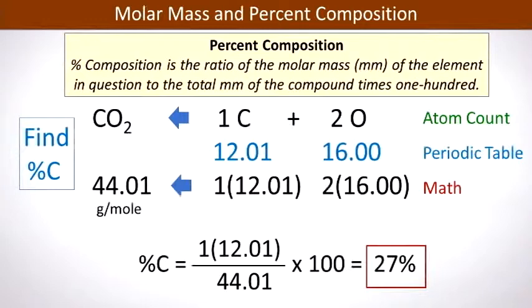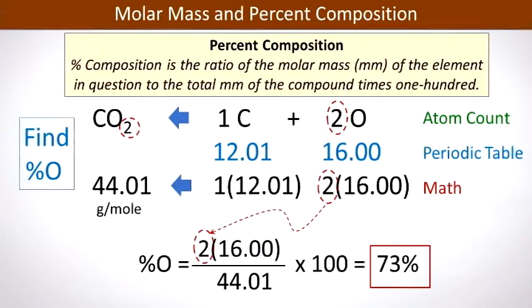We complete the calculation by plugging in 12.01 for the gram per mole of carbon and 44.01 for the gram per mole of the total compound, which is carbon dioxide. Note here we've omitted the units because they cancel out. So the percent composition here is 27%.